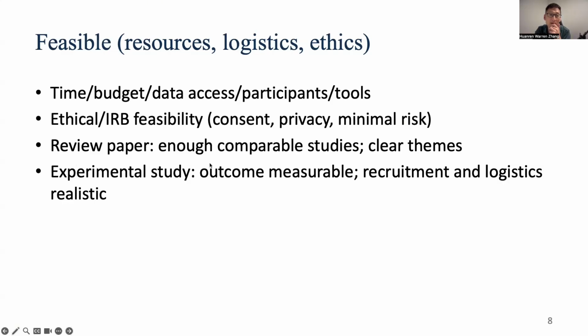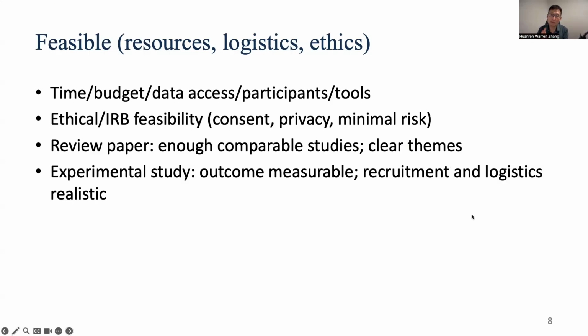For a review paper, it needs to be able to gather enough comparable studies with clear themes so that you can finish the review. And for experimental studies, you need to have good outcomes that are measurable, and also the corresponding recruitment of the participants, the subjects, and the logistics should be realistic.